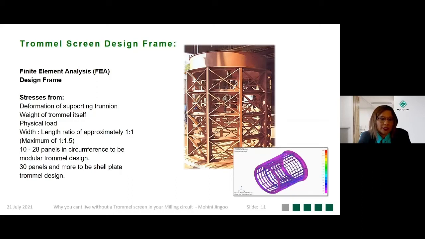What we do stress is that the mill to length ratio should be 1:1, so your width to length 1:1 to a maximum ratio of 1:1.5. What we do say is that for a modular trommel design, we look at 10 to 28 panels in the circumference. And for a shelf plate trommel design selection, we would normally have 30 panels in the circumference.